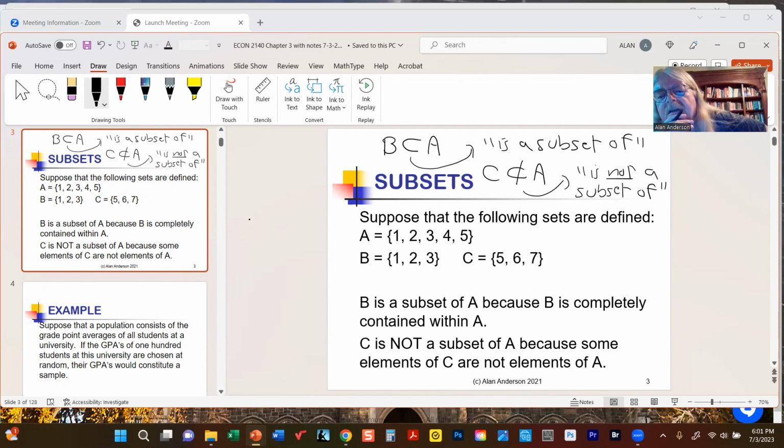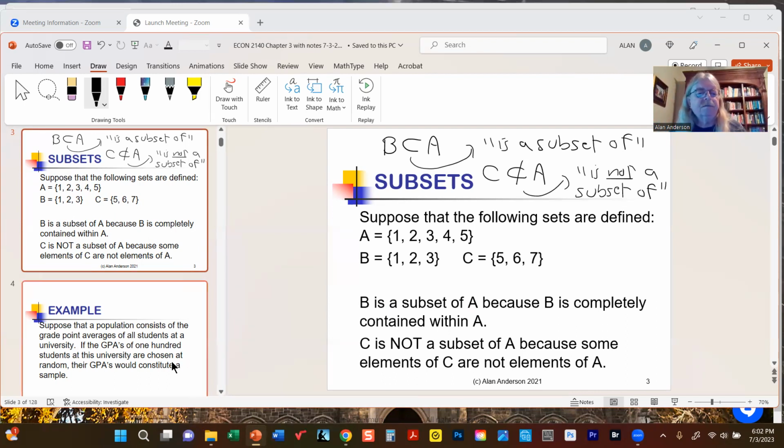So what that means then is that if A is some kind of a population, B could be considered a sample. It's one possible sample that we could draw from population A, but C is not. It's not possible to draw sample C from that population A. Anyway, for now, that's all we need to discuss for set theory. We'll get back to it later on in the course.